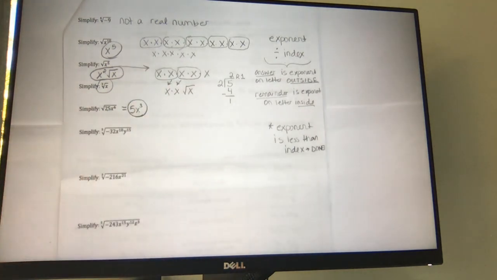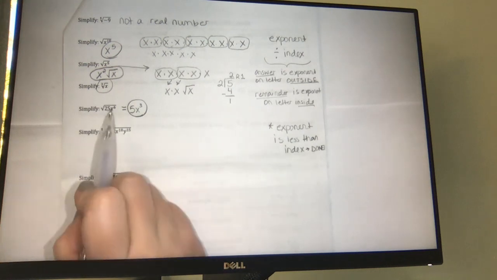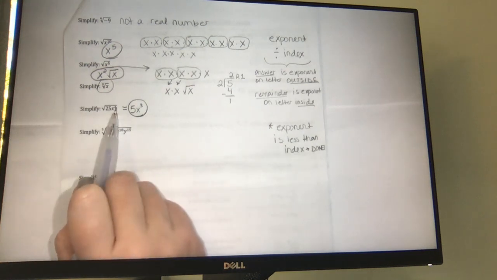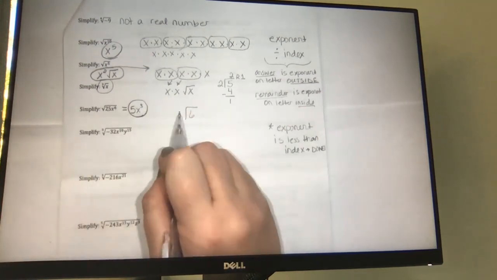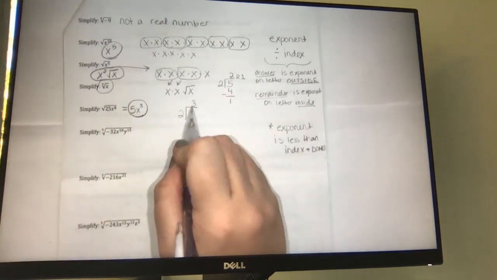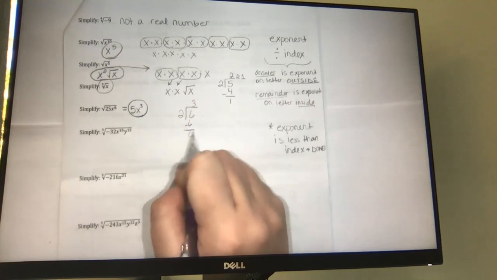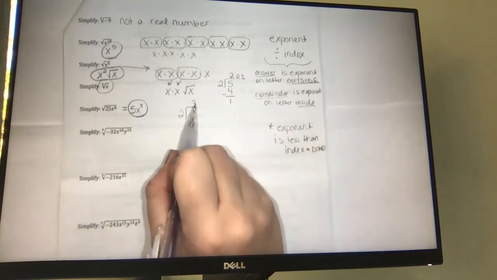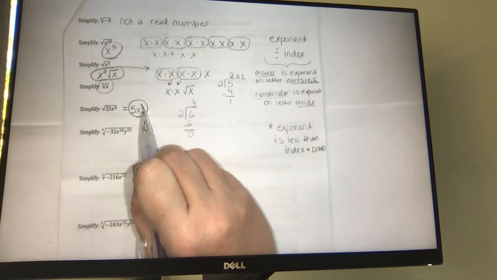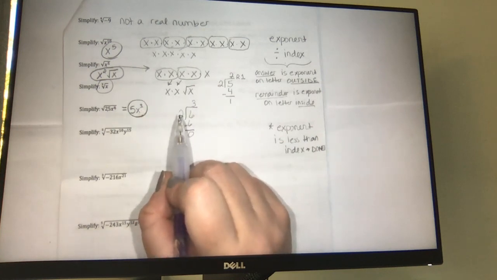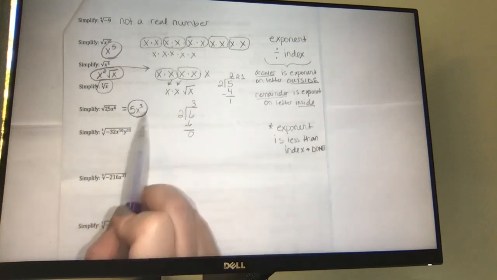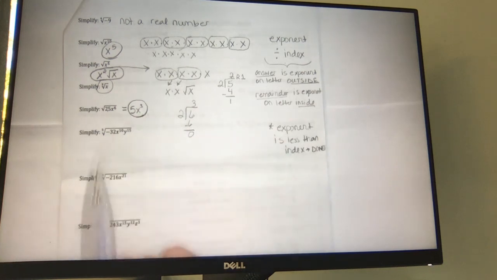So let's talk about how we knew that. We know the square root of 25 is 5. But here, I took the exponent divided by the index. It ended up being perfect with no remainder. So this answer was right here on the outside, and I didn't need a remainder. If I needed a remainder, let's say my remainder was 2, you would have the square root of x squared inside. Right? He would go inside.